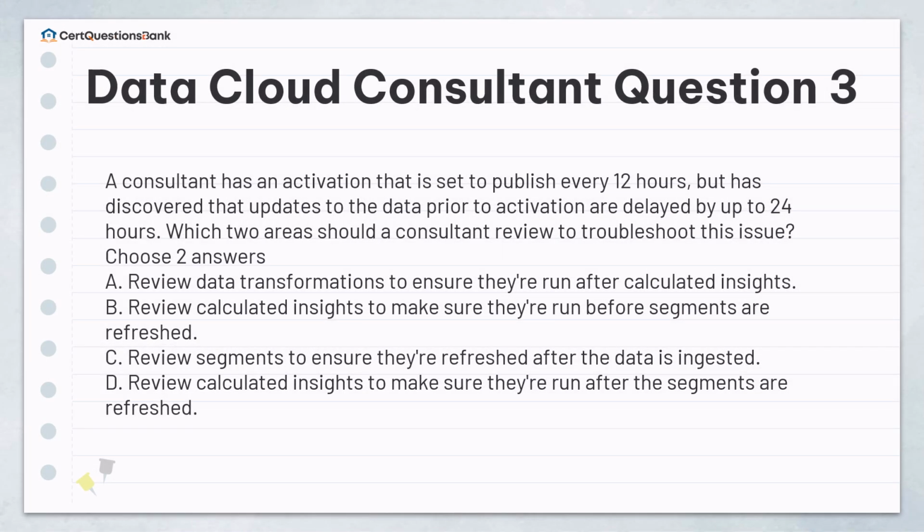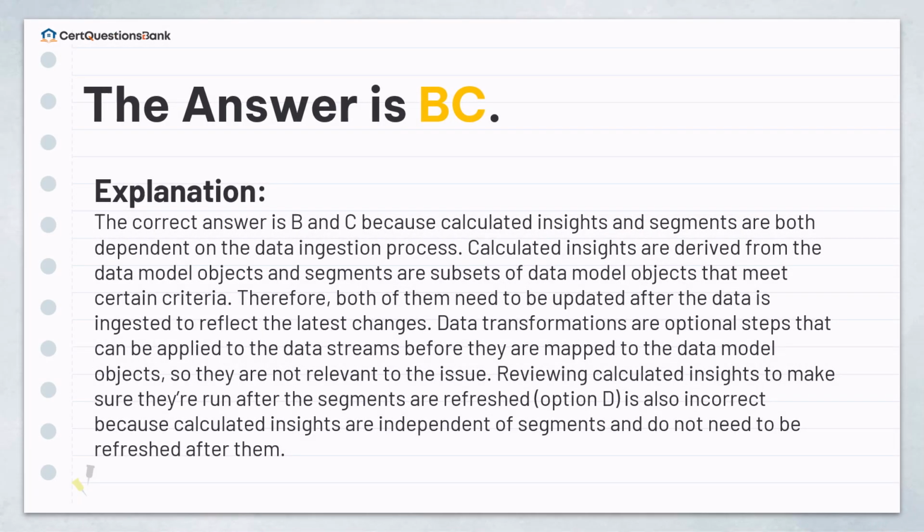A consultant has an activation that is set to publish every 12 hours, but has discovered that updates to the data prior to activation are delayed by up to 24 hours. Which two areas should a consultant review to troubleshoot this issue? Choose two answers. A. Review data transformations to ensure they're run after calculated insights. B. Review calculated insights to make sure they're run before segments are refreshed. C. Review segments to ensure they're refreshed after the data is ingested. D. Review calculated insights to make sure they're run after the segments are refreshed. The answer is B, C.